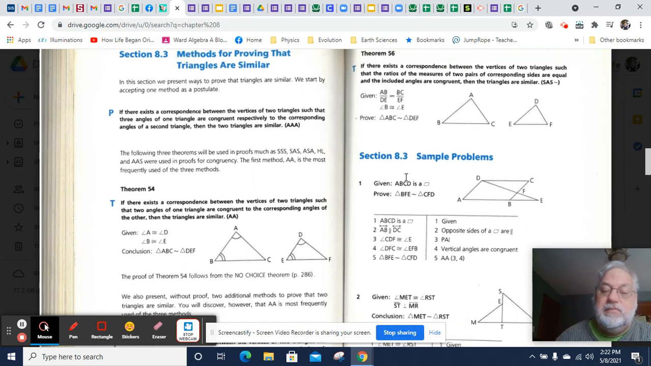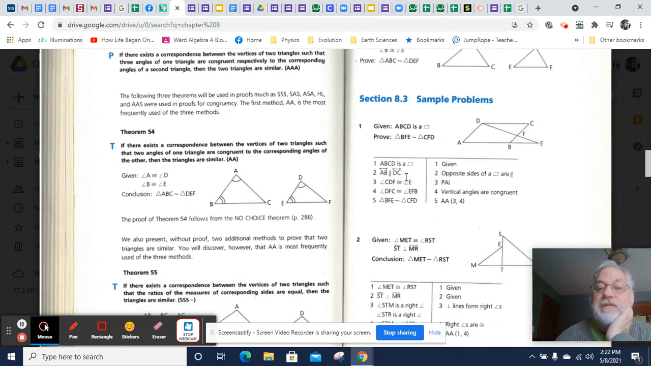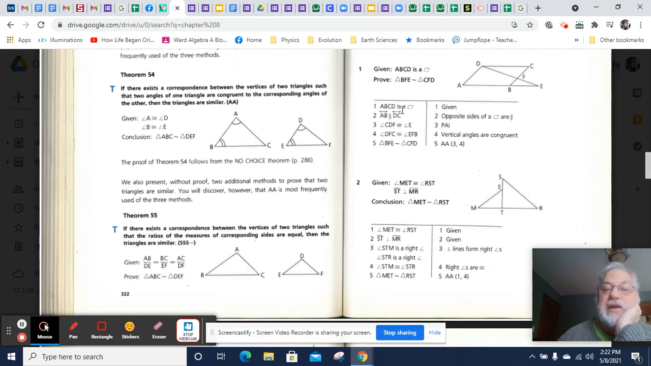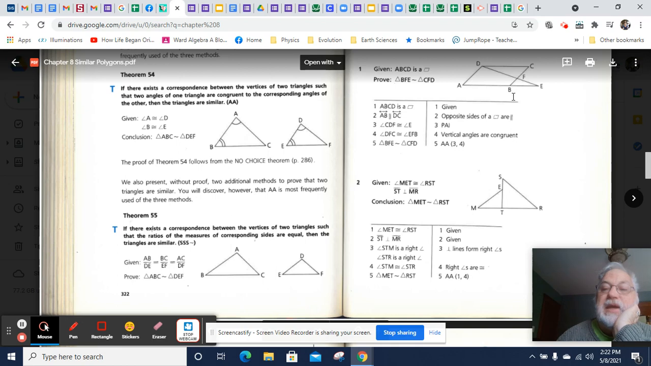Okay, and then it walks through a few sample problems. So here we've got given ABCD, that's a parallelogram. We want to prove that triangle BFE and CFD are similar. Okay, so we've been given the parallelogram. We know that AB and CD are going to be parallel, and that sets up some alternate interior angles for us.